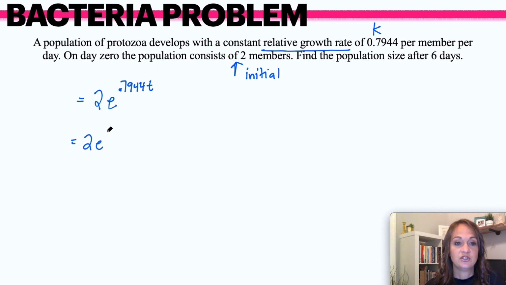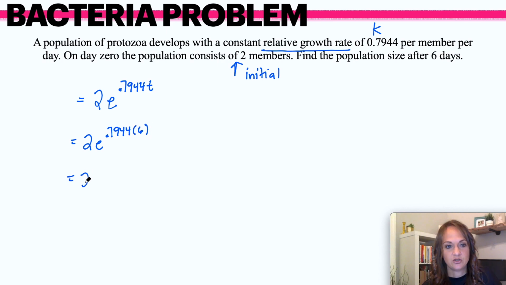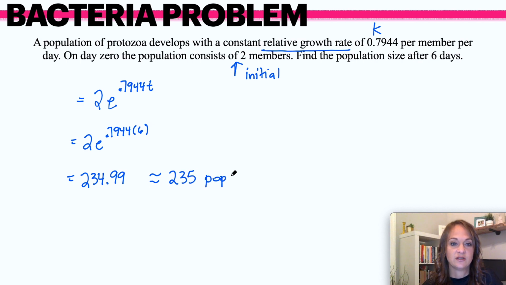So all we have to do is plug in 6 for the amount, and we will get 234.99. So roughly 235 population of protozoa.